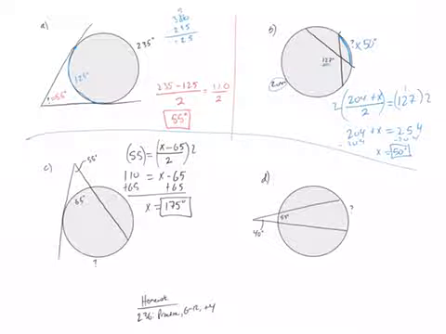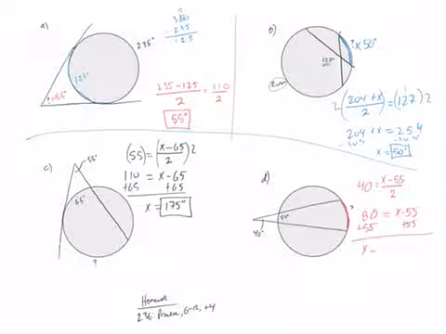And we will do one more here. Again, we're looking for this angle. It's outside, so I know 40 is going to equal x minus 55 over 2. So that means, multiplying both sides by 2, I get 80 is equal to x minus 55. Add 55. X is equal to 135 degrees.